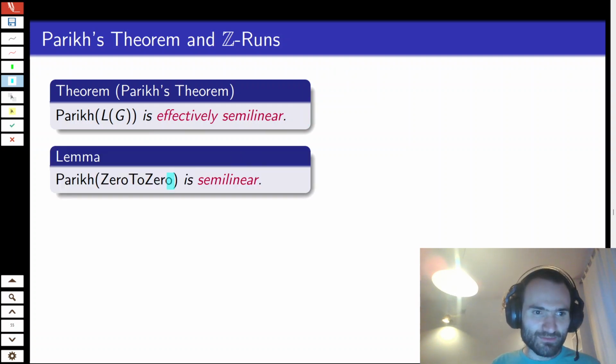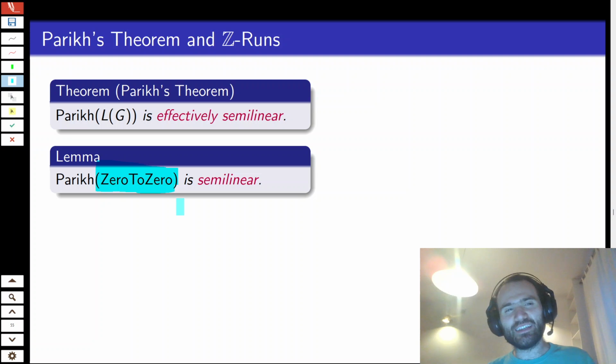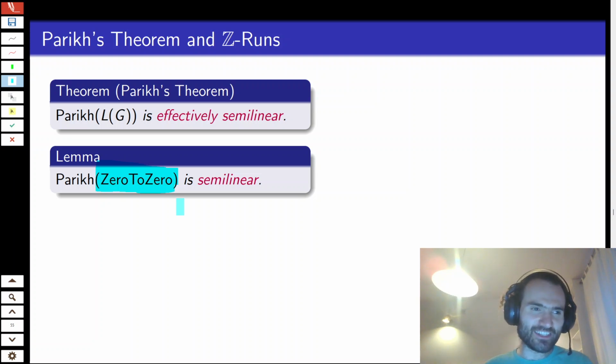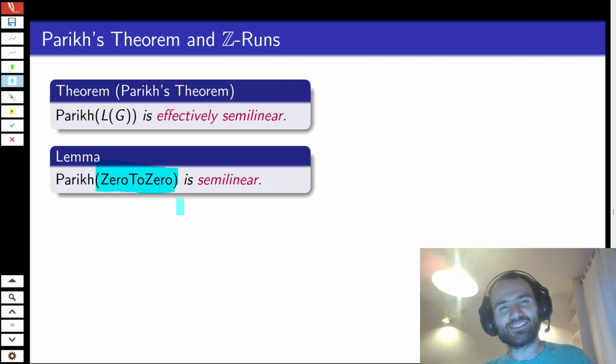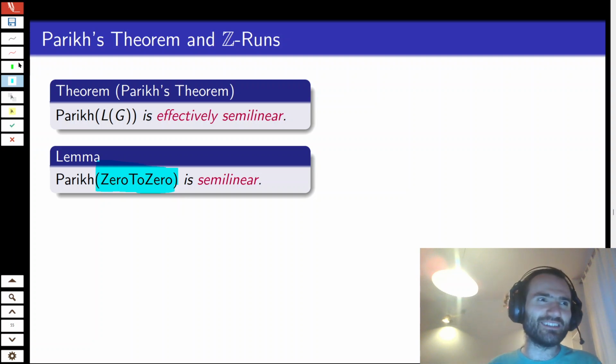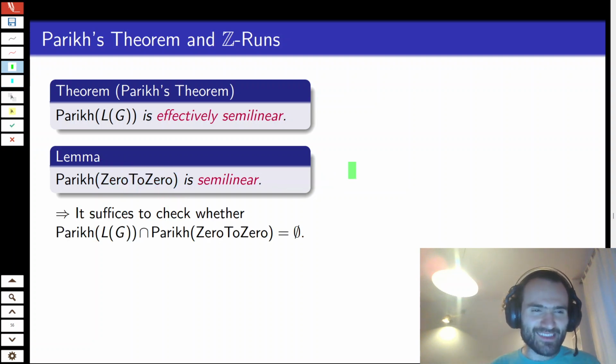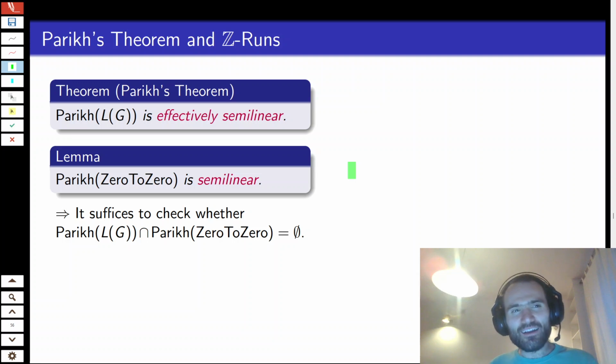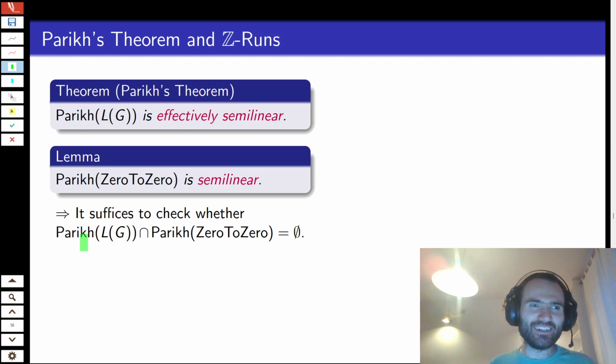Well, it's kind of obvious, but since you can express that a path is supposed to have effect 0, since you can express this as an integer linear program, or as a system of Diophantine equations, we get that in fact a Parikh image of this is also semi-linear, effectively semi-linear, but I did not write it as it would cause a line break. Okay, and now we claim that in fact to check whether there is a Z-run, it suffices to check whether the intersection of these Parikh images is empty or non-empty.